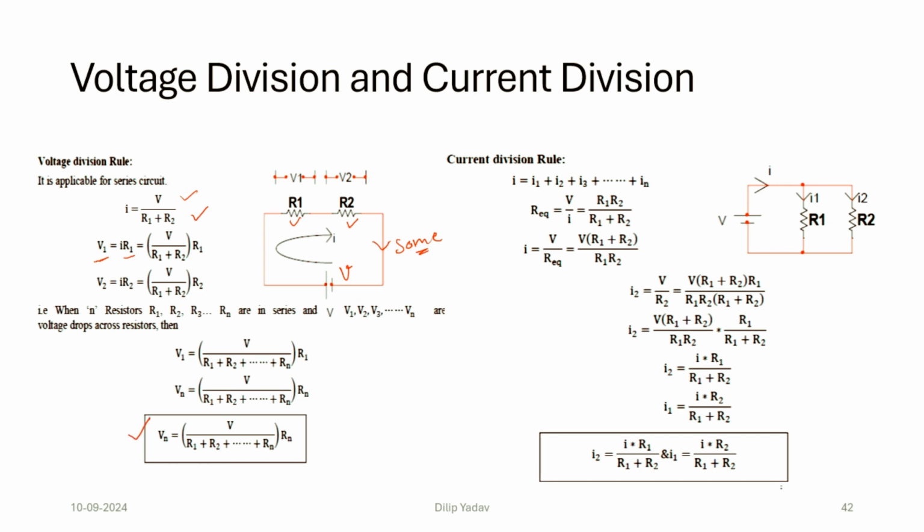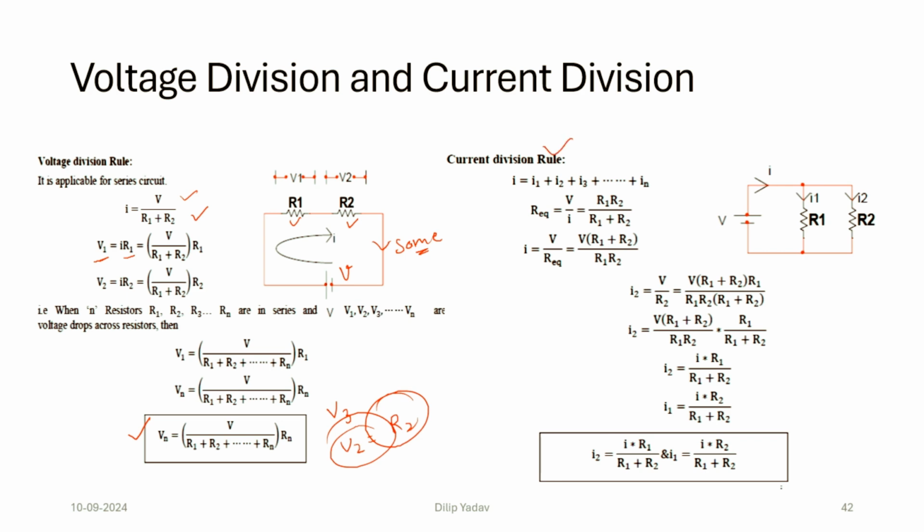If we are calculating any voltage across, this can be 1, 2 or 3, then it will be equal to the total voltage times Rn, the resistance across which we calculate, divided by the total resistance connected to the system. If we are calculating V3, or V2, then it will be R2 over the total resistance. This is the voltage division rule. We need to understand that by seeing the circuit we can transform it, like we said, voltage can be converted to current and current to voltage.